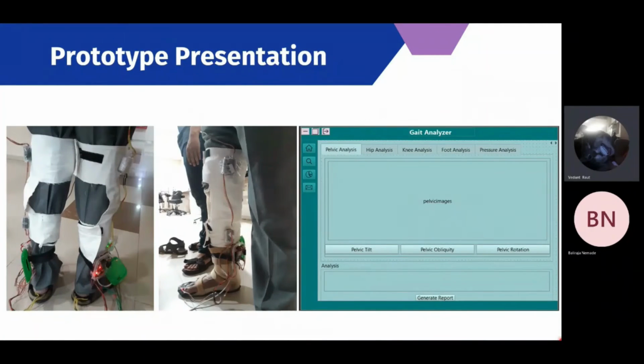So coming to this, this is our prototype. As you can see, it is on the patient's leg. The highlighted part is one of the IMU sensors, which is used to find the orientation, and the highlighted part indicates the microcontroller unit, and this is our pressure insole, which is placed under the foot for pressure mapping. And on the right side, you can see our software for gait analysis. So now we will demonstrate our prototype.